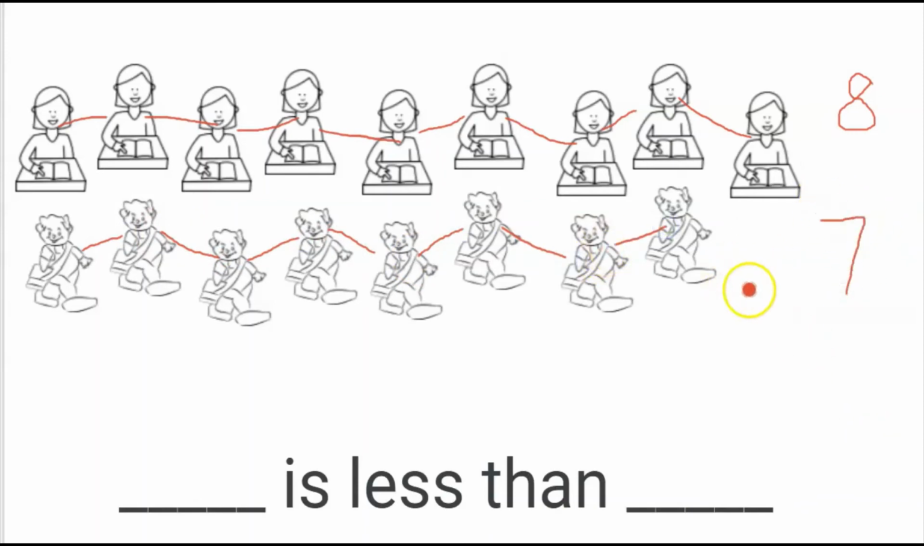Which number is more? 8. We want to complete the sentence: blank is less than blank. 7 is less than 8. We have fewer pigs than women.